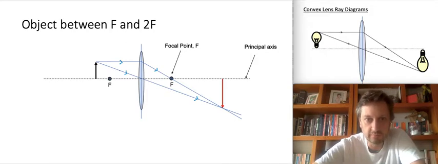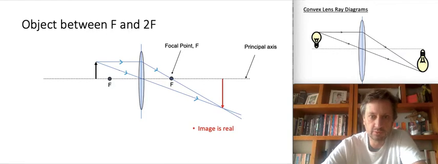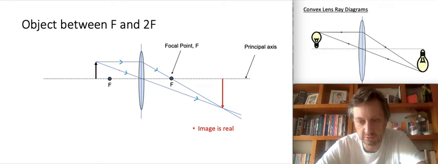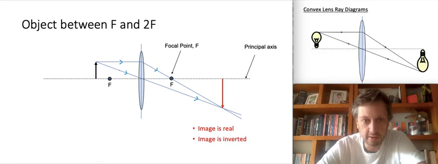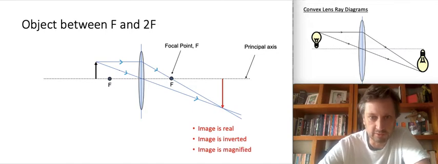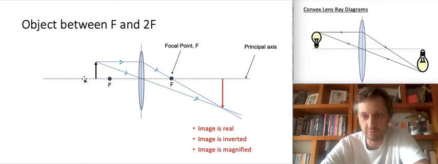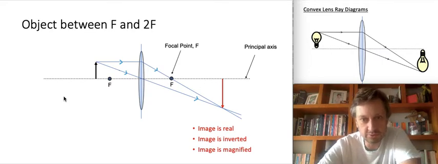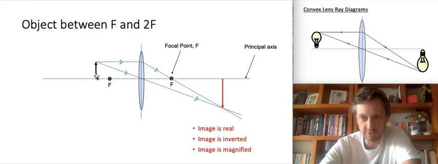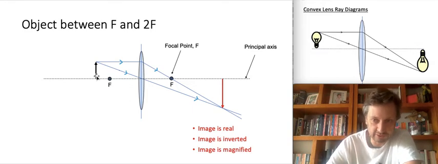We draw the image and we know a few things about this image. Number one, we know the image is real because the rays of light are being focused to a point, so therefore we can put the image on a screen. It's upside down or inverted compared to the object, and it's magnified because the red arrow you see here, the image, is bigger than the black arrow that I showed for the object. I could have asked you to calculate the magnification. The easiest way to do that would be magnification equals image size or image length divided by object length. It's the ratio of the image size compared to the object size.